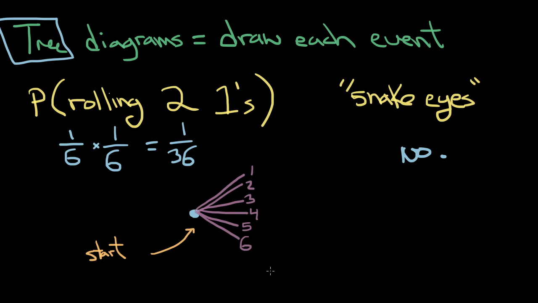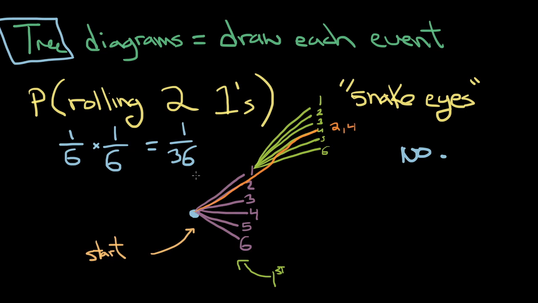So this was your first roll. Now, if you rolled a 1 the first time, what could happen the second time? Well, you could roll a 1, a 2, a 3, a 4, a 5, or a 6. Take a look at how my cursor goes right now. I could have rolled a 2, and then I could have rolled a 4. A 2 and then a 4.